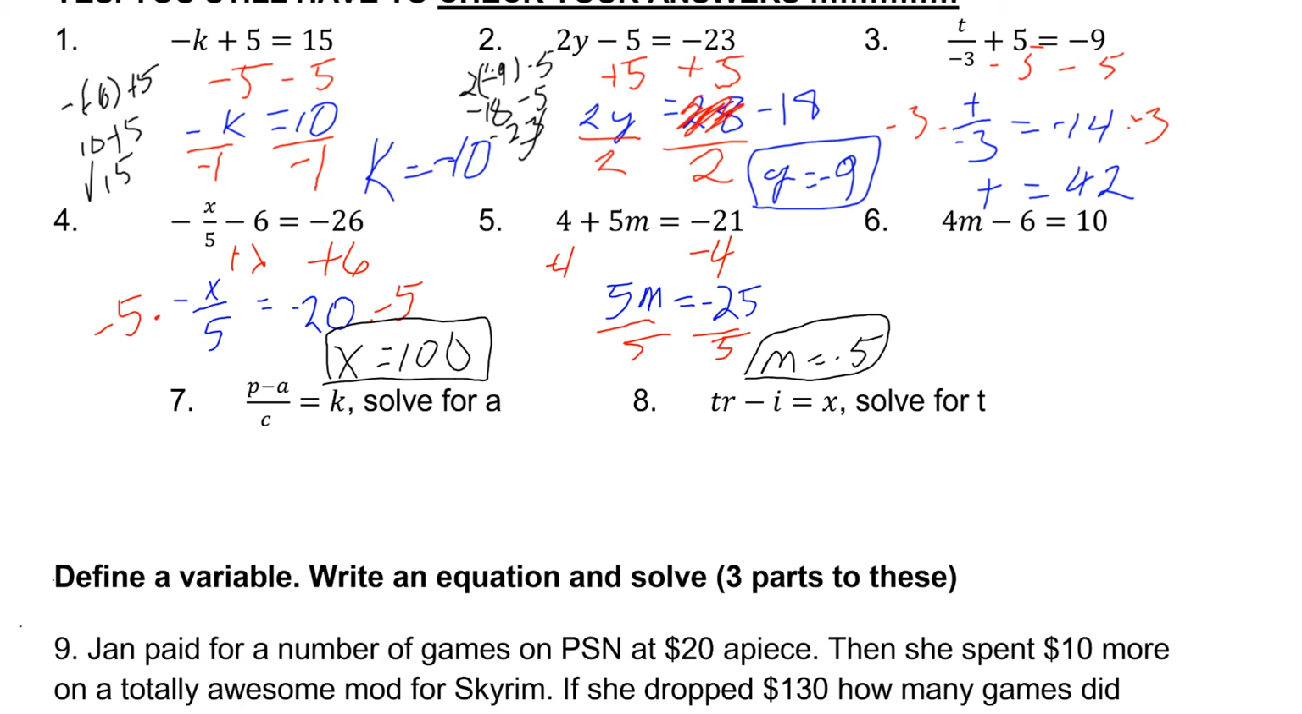So that one's set. Next, we're going to add 6 to both sides. And that's going to leave me with 4m equaling 16. I divide each side by 4, and that's going to give me m equals 4. And it's done. Alright, so on number 7.